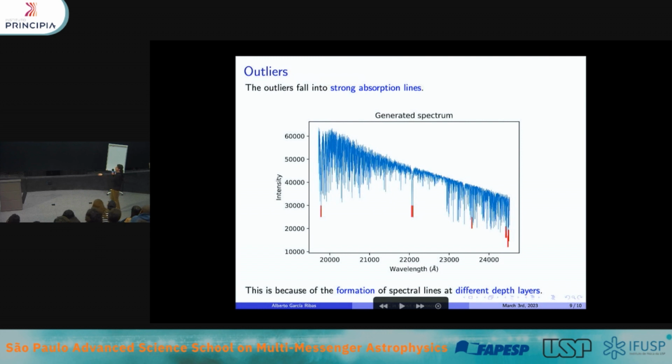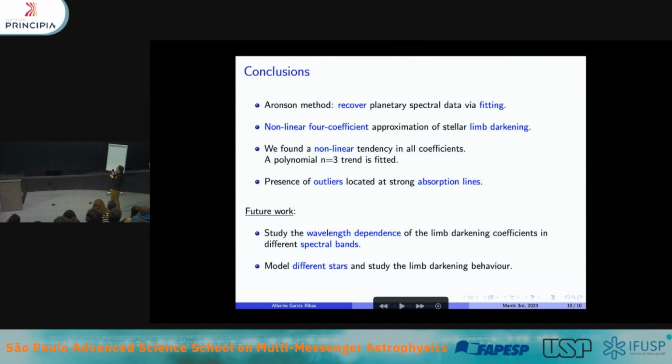Basically, this Aronson method is, I think, a better approach than the principal component analysis to get the spectra of the atmosphere of an exoplanet, because we don't remove data, but we actually recover it. We found that the approximation of the limb darkening needed for the model to work was not linear, but polynomial of order 3, fitted more or less fine within the errors. And the presence of the outliers was located at the strong absorption lines due to the way the synthetic data works.